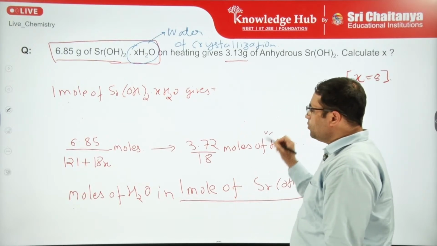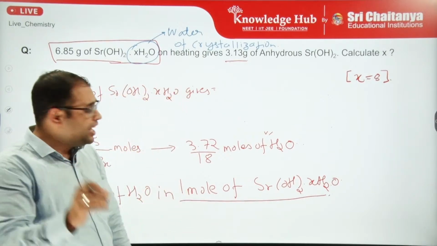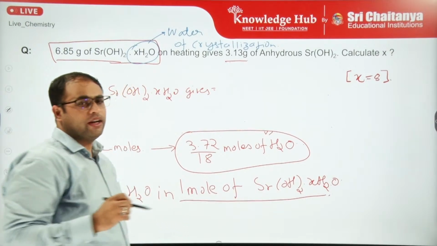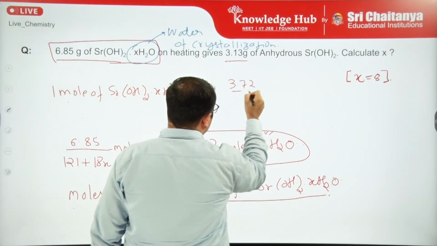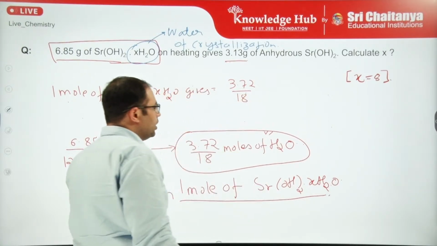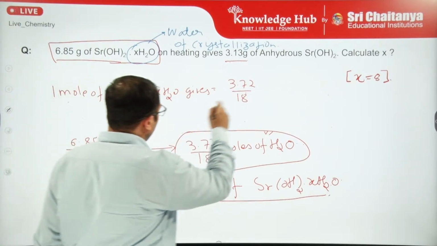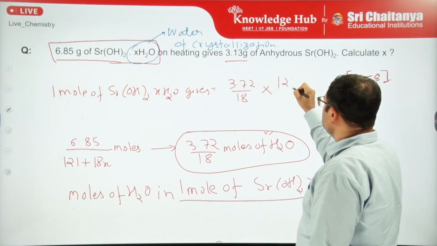So you have to find, see, the basic thing I follow in the unitary method is that the thing which you have to find, which is moles of water, you keep it in the numerator. So 3.72 by 18, you keep it in the numerator, and this part which you do not have to find, keep it in the denominator, means it has to be reciprocal.